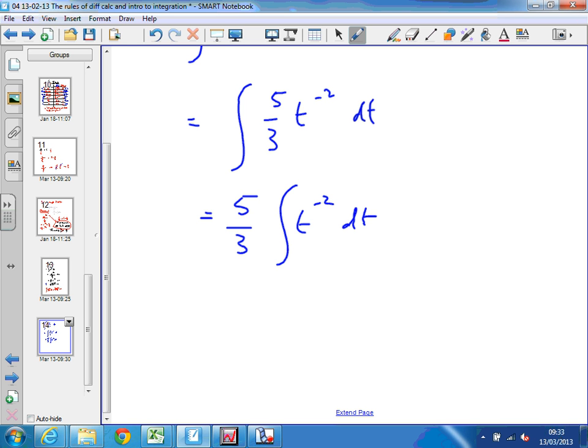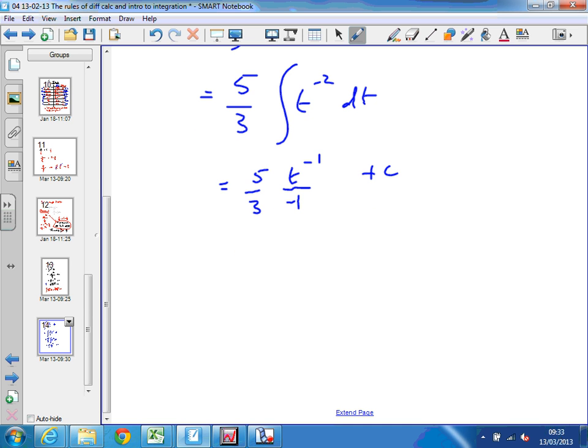And then we just think about that first rule, which in words is add 1 to the power. There's the power. And divide by the new power. -2 plus 1 is -1. So this becomes 5/3 of t to the -1 divided by the new power, -1, plus c. So I just applied the rule. And now I take into account the 5/3 and try and simplify it.